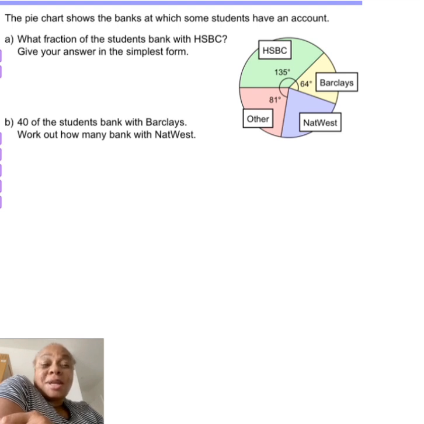This is a pie chart task, and it says the pie chart shows the banks at which some students have an account. What fraction of the students bank with HSBC? Give your answer in the simplest form.